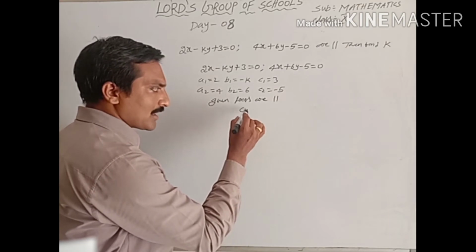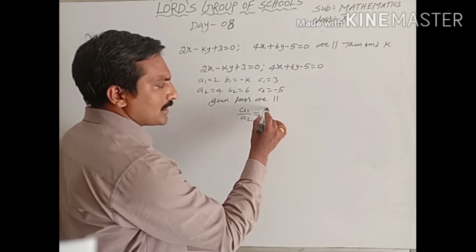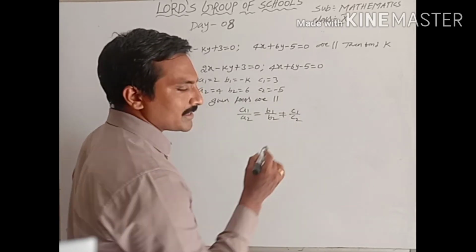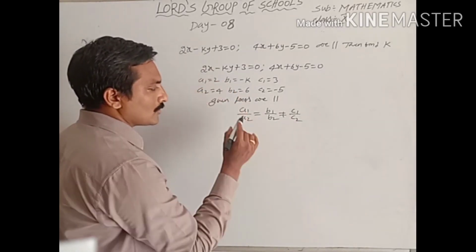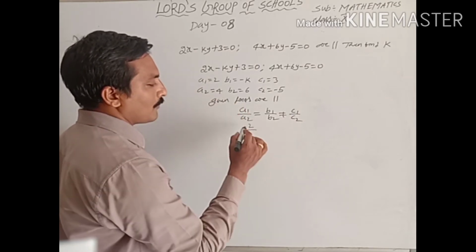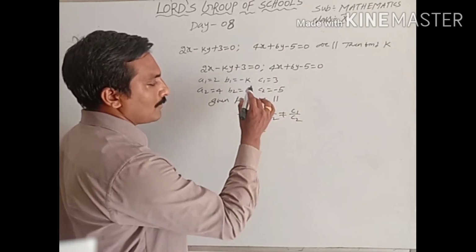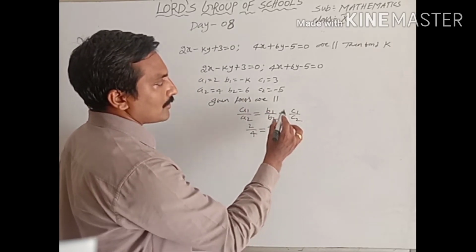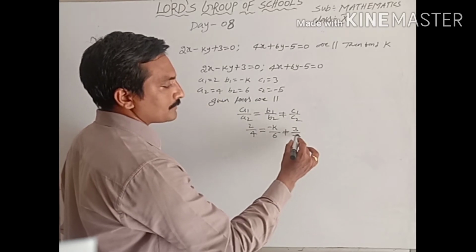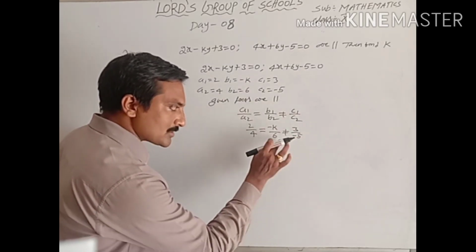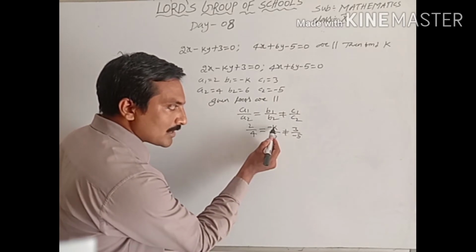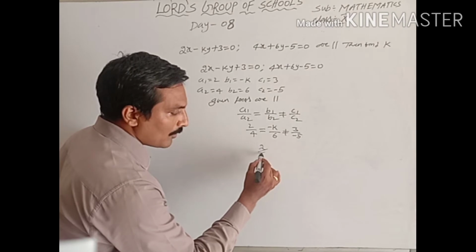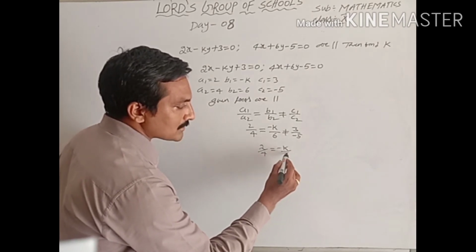That means the parallel condition: a1 by a2 is equal to b1 by b2, not equal to c1 by c2. Substitute: 2 by 4 is equal to minus k by 6, is not equal to 3 by minus 5. Now this last ratio you have to leave. These two are equal, and only in these two parts is the k value there. You need k only, so you take these two: 2 by 4 is equal to minus k by 6.